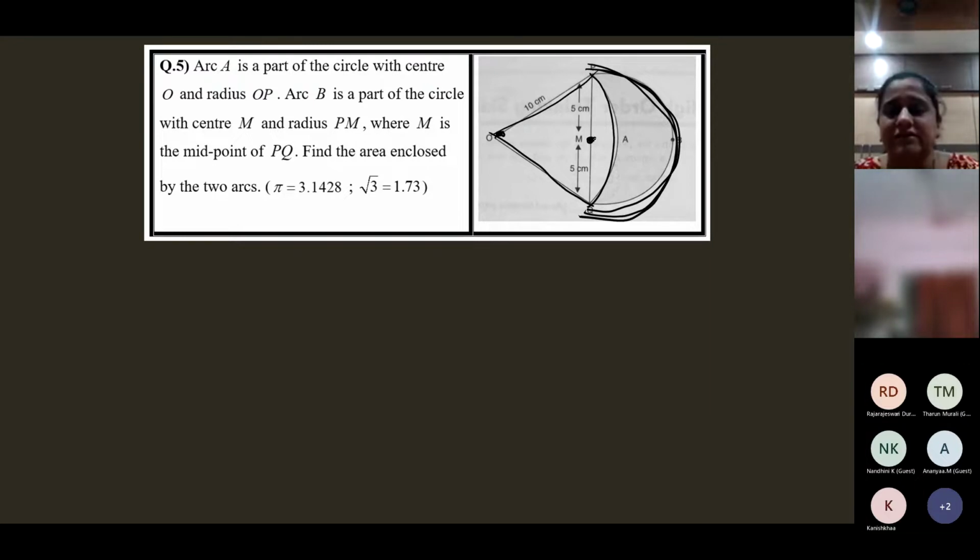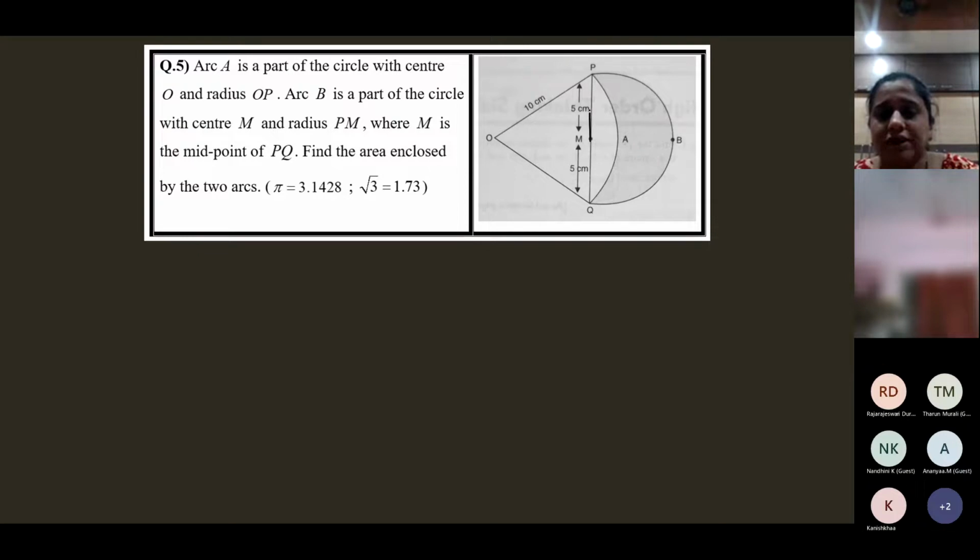See, with M as center, the radius is 5. You can see here, 5 centimeters. How? Because this is the arc, right? This is a point on the circumference. So from the center to the circumference is the radius.